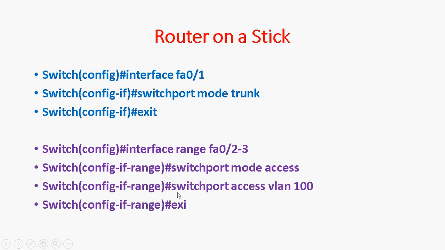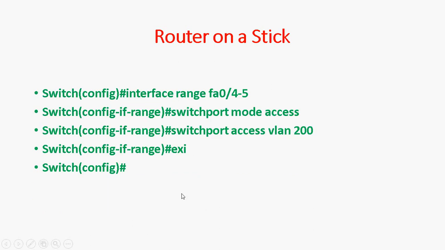Then afterwards, FA0/2 and FA0/3, these two ports are connecting towards PC1 and PC2. So these two ports are connecting towards the end devices. For that reason I am configuring switchport mode access, because the end device connecting port should be an access port. Then afterwards, these two ports belong to VLAN 100, so now I am giving switchport access vlan 100. After giving this command, these two ports are mapped to VLAN 100.